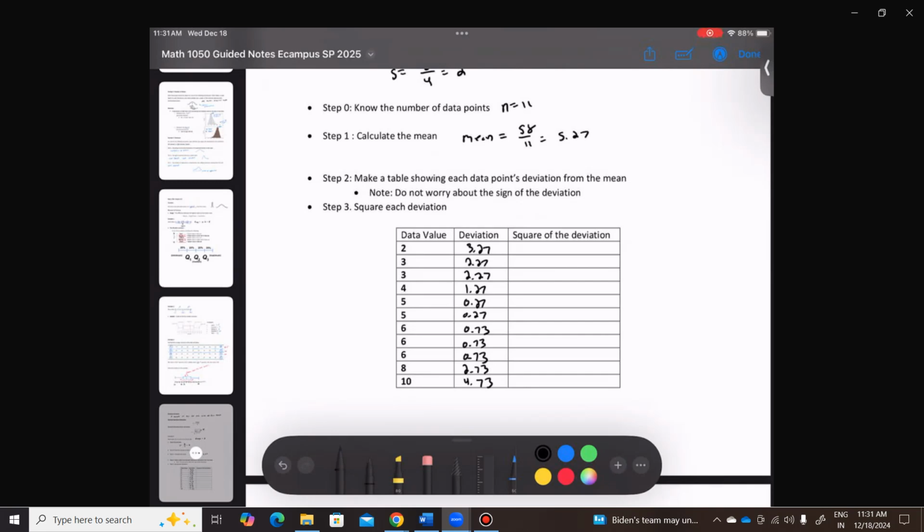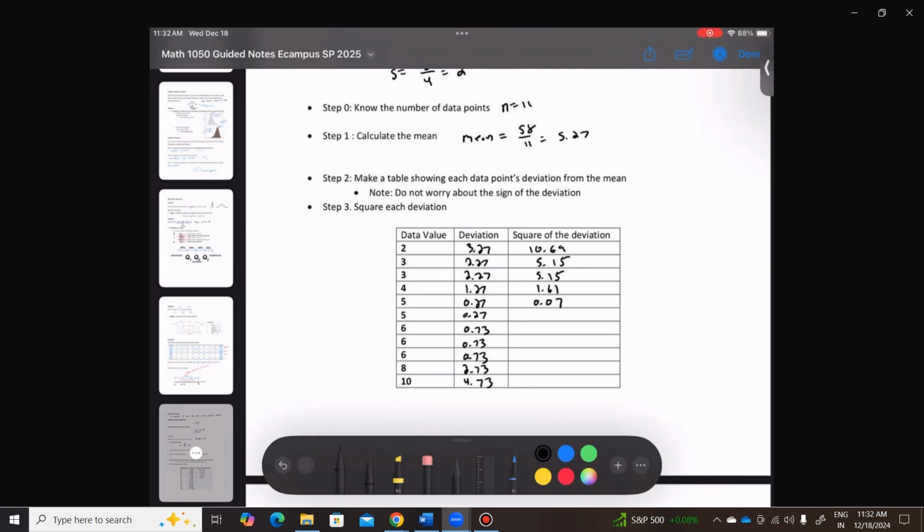All right, now we square each one. So 3.27 squared is 10.69. I'm going to round these. 2.27 squared is 5.15. 1.27 squared is 1.61. And 0.27 squared is 0.07.